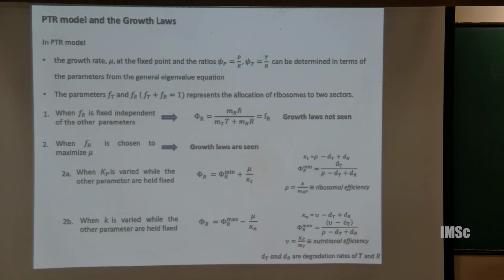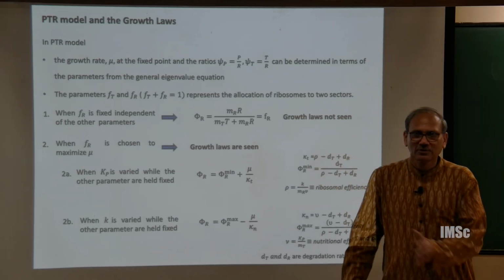Next time, we will turn to growth laws. Okay, so I think I'll just stop here.